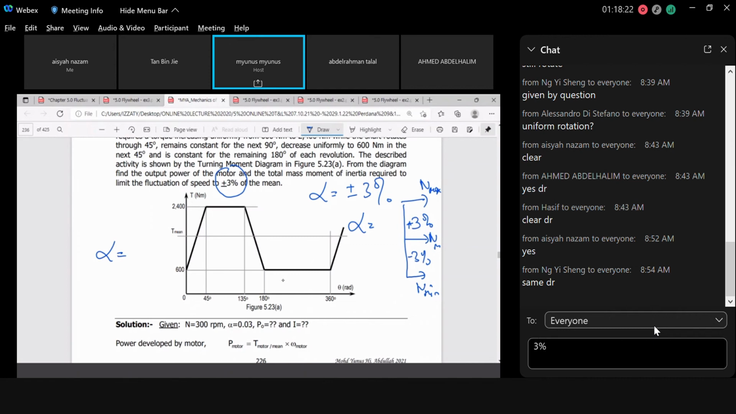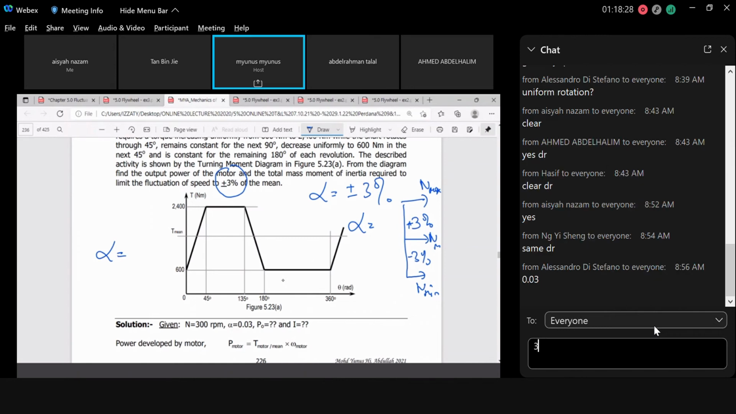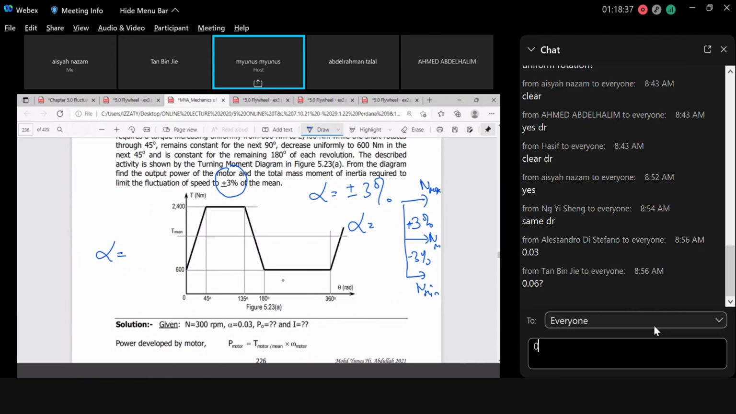Your alpha will be, yes, anyone? It's not 0.03. Your alpha will be? Anyone? Yes, correct. It's 6%. So you have to read very, very carefully.